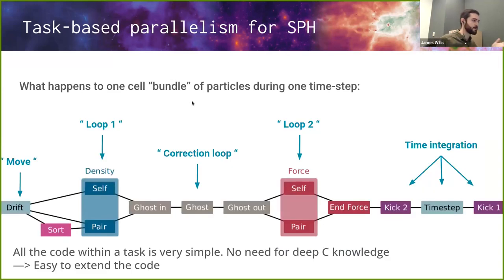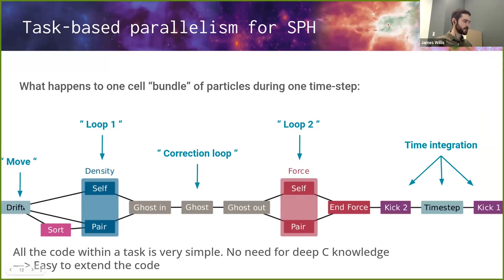So this is a typical series of tasks in Swift when we want to calculate all of the forces on a given bundle of particles in one time step, say. At first we have the drift task, so we move all the particles. This has no dependency, so this runs at the start.